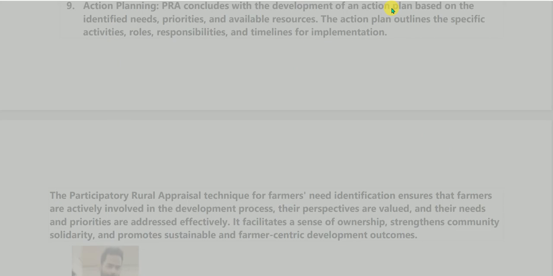9. Action planning. PRA concludes with the development of an action plan based on the identified needs, priorities, and available resources. The action plan outlines the specific activities, roles, responsibilities, and timelines for implementation.